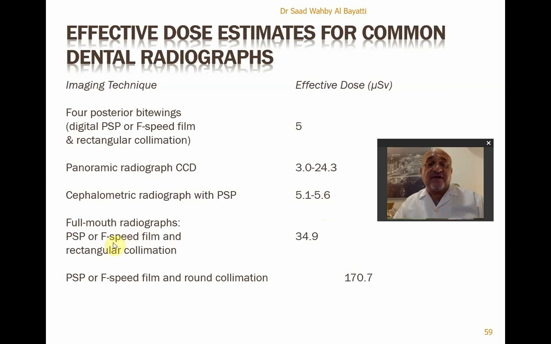Full mouth X-rays are more than 1 OPG. And this is interesting: if you are satisfied with an OPG, you can take 1 OPG for the whole dentition, but you have to sacrifice the resolution. Periapical films always have better resolution.